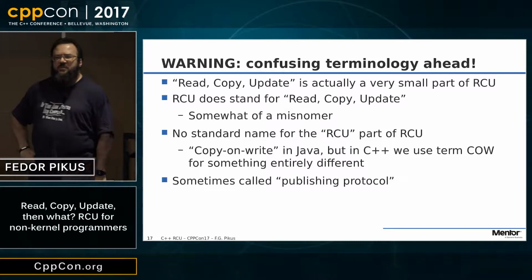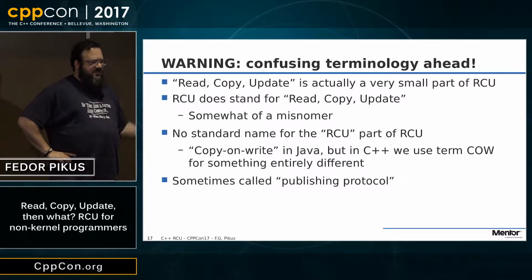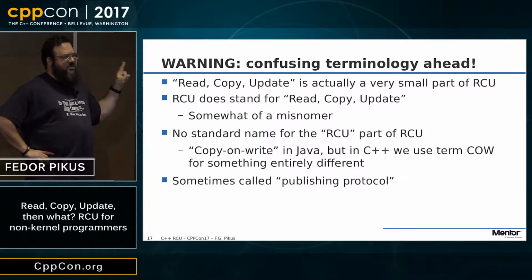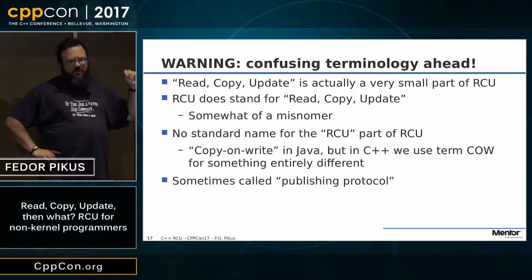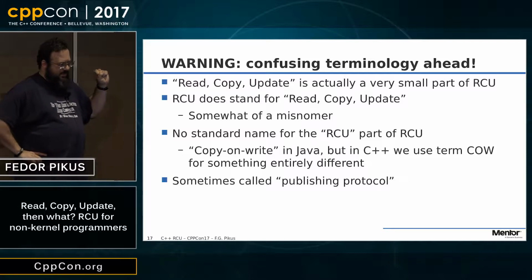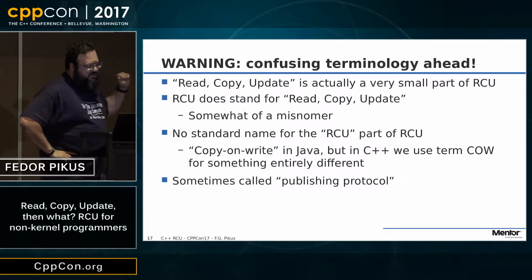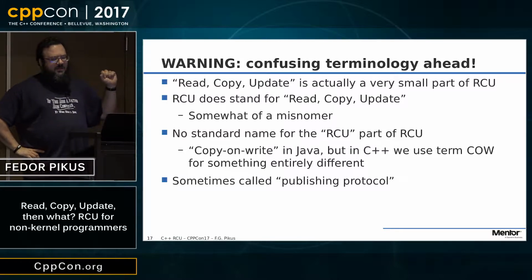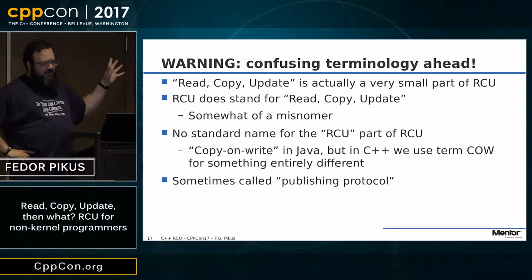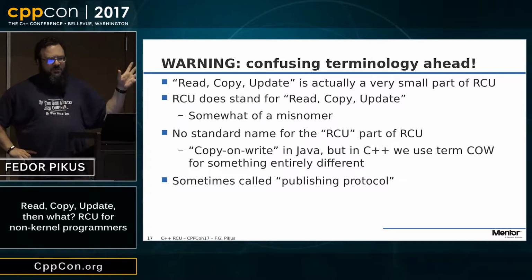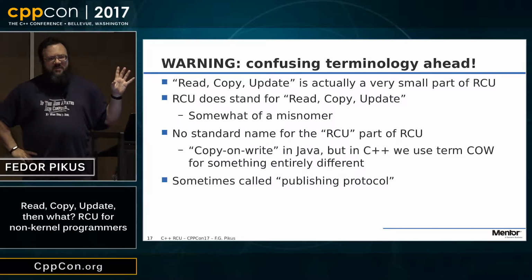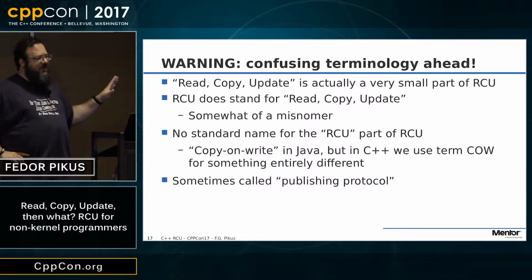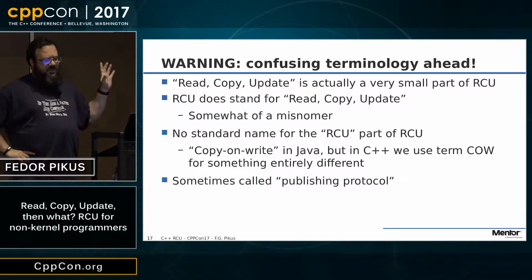It's actually very confusing terminology because RCU, that protocol that I have just shown you, that scheme of read, copy, and update, isn't really what makes RCU RCU. It's somewhat of a misnomer. In Java, they call this thing copy on write. In C++, we have the words copy on write, and they mean something entirely different. As far as I know, there is no universal, commonly accepted term for this. I have seen the words publishing protocol, and that's what I'm going to use.